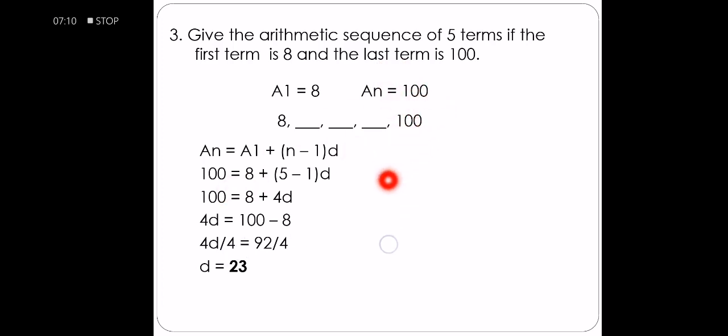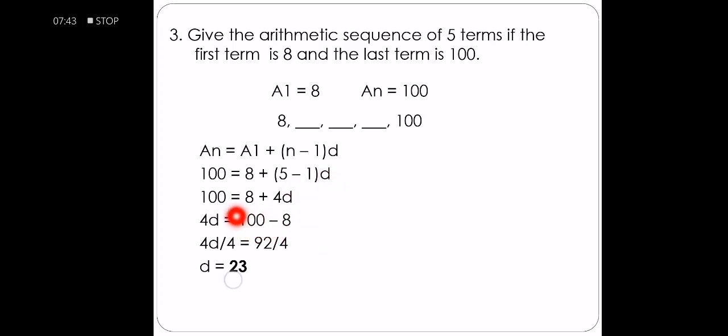So, let's start. a sub n equals a sub 1 plus n minus 1 times d. We will use a sub 5 because 1, 2, 3, 4, 5. So a sub 5 is simply 100 equals our a sub 1, which is 8, plus its position, which is 5 minus 1, times the common difference. We don't know the common difference yet. So, 100 equals 8 plus 5 minus 1, which is 4, times d, which is 4d.